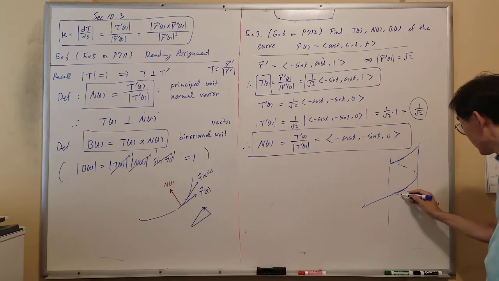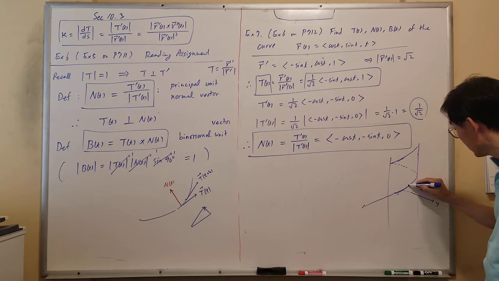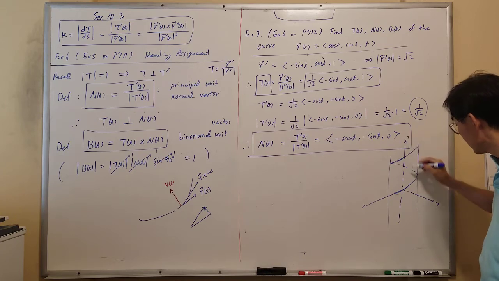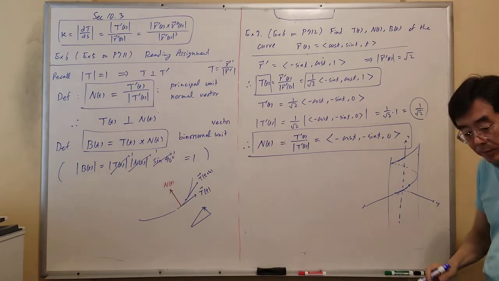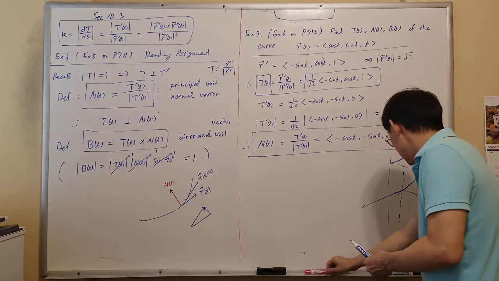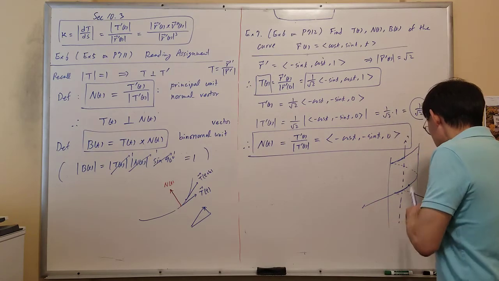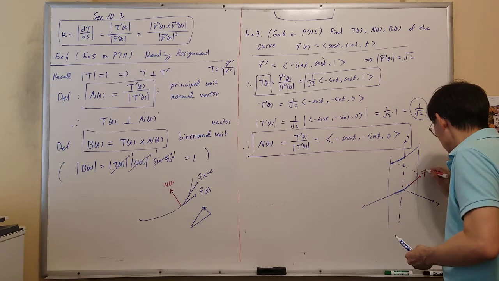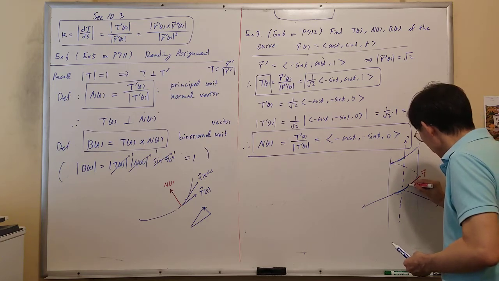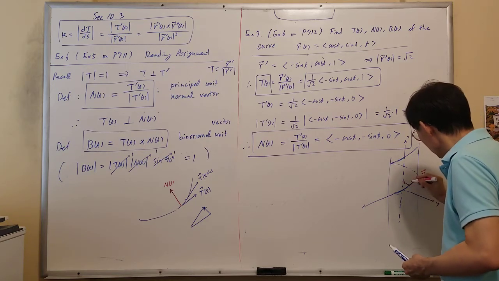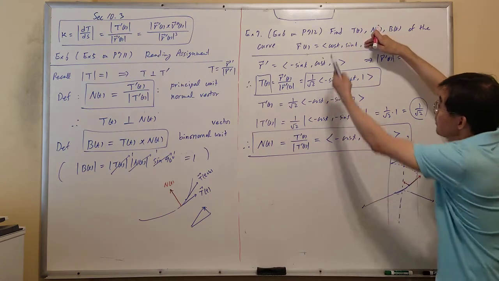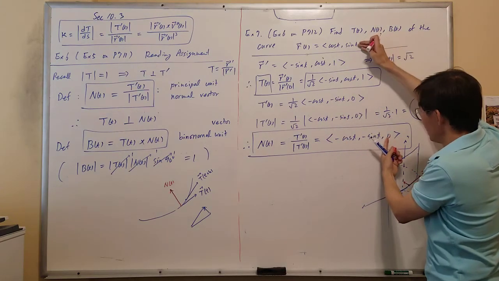So here, at any point, you are pointing towards the z-axis. Over here, your t is over here, and your n will be pointing toward the z-axis. Kind of opposite of this, right? Except for this t, right?